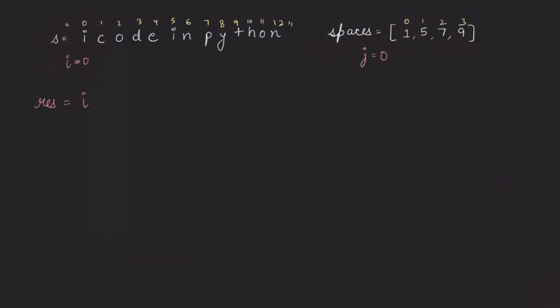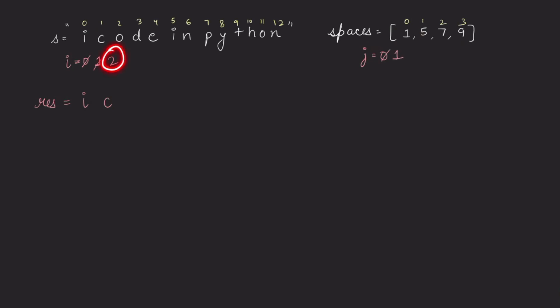So we will append I over here, and this I will be incremented to 1. Now this index 1 has become equal to this element. So that means now we need to insert a space in our string. So here we will insert our space, and after inserting the space we will append this character. Then I will also be incremented and J will also be incremented.